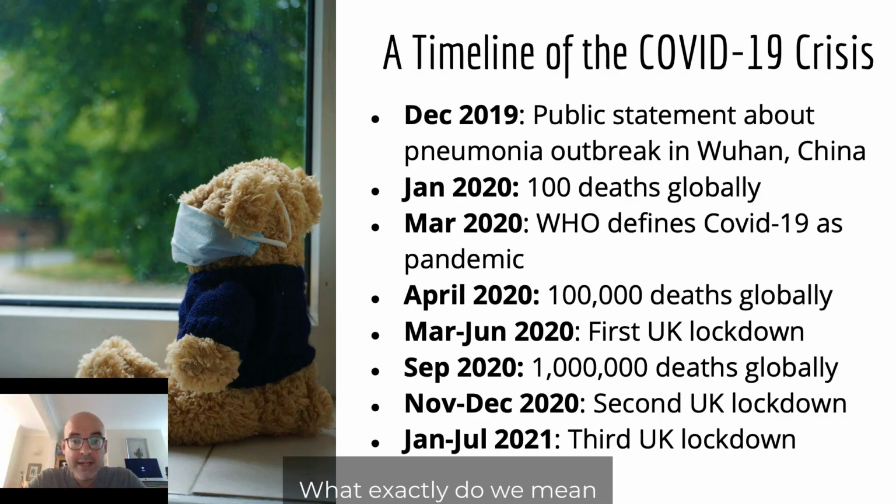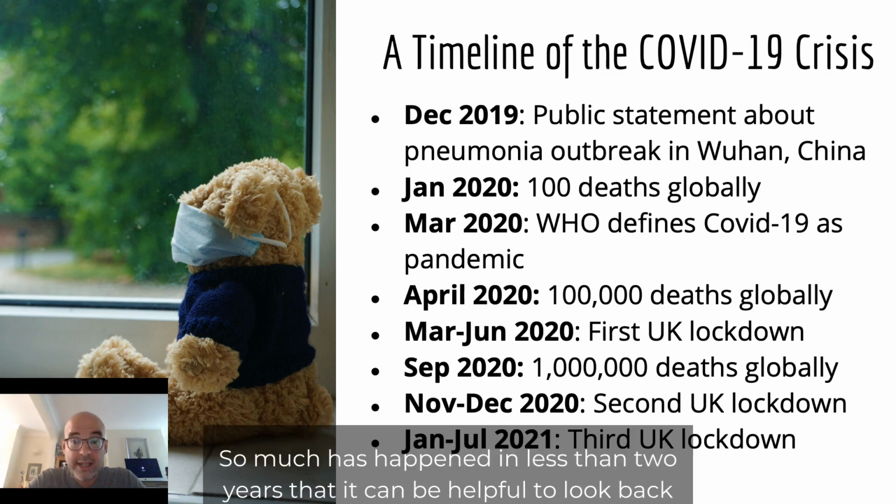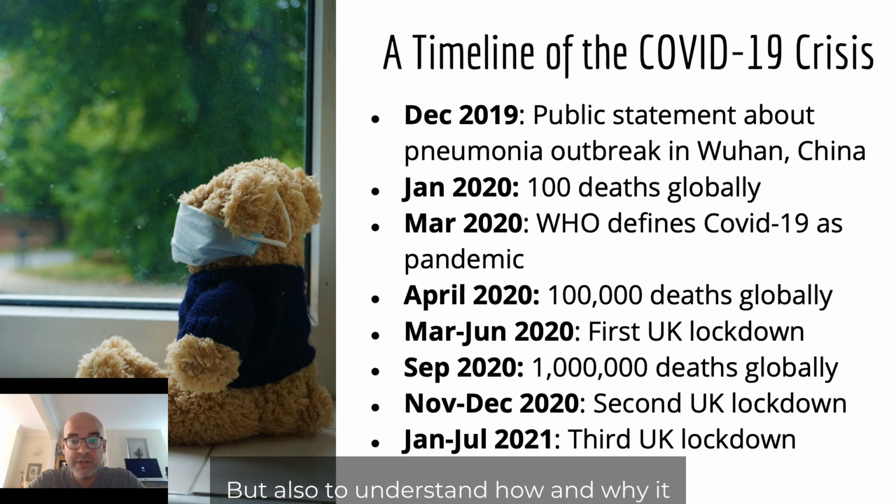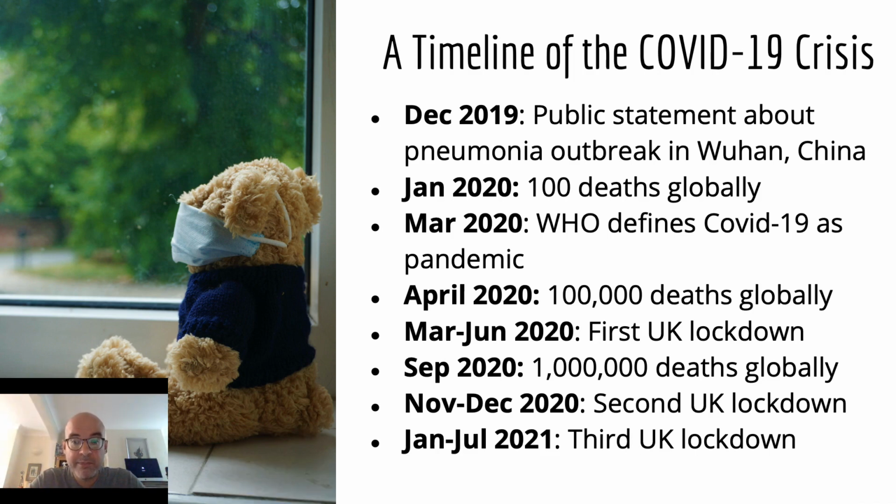What exactly do we mean when we talk about the COVID-19 crisis? So much has happened in less than 2 years that it can be helpful to look back at some of the key events, both to reflect on how quickly the crisis escalated, but also to understand how and why it had an impact on everyday life.